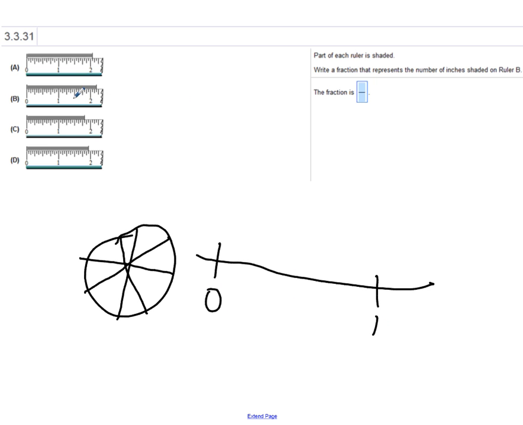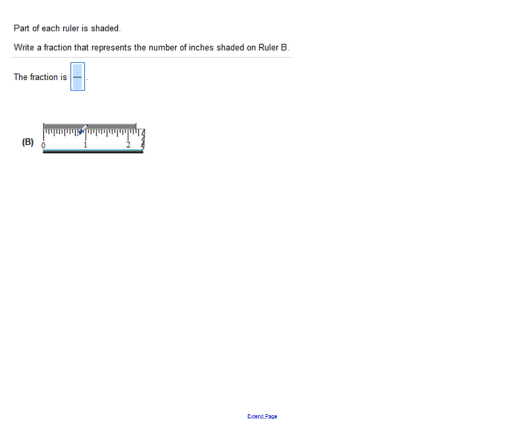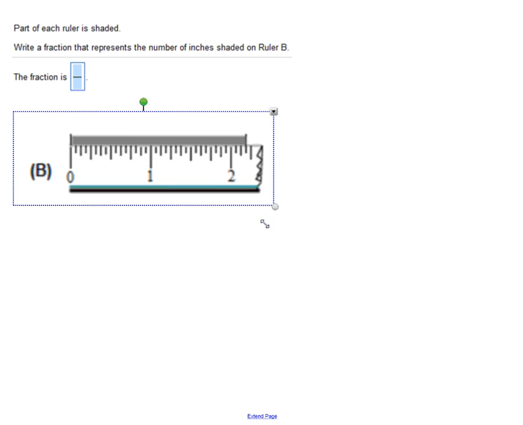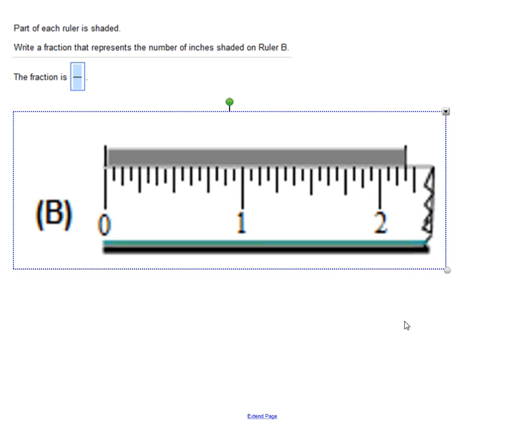Right? That's what a ruler is, it's a number line. So this question asks, write a fraction that represents the number of inches shaded on ruler B. So here's ruler B. You can ignore all the other ones, just focus in on that. And it's kind of hard to see, so since I'm able to here, I'm going to zoom in, make it easier to count.